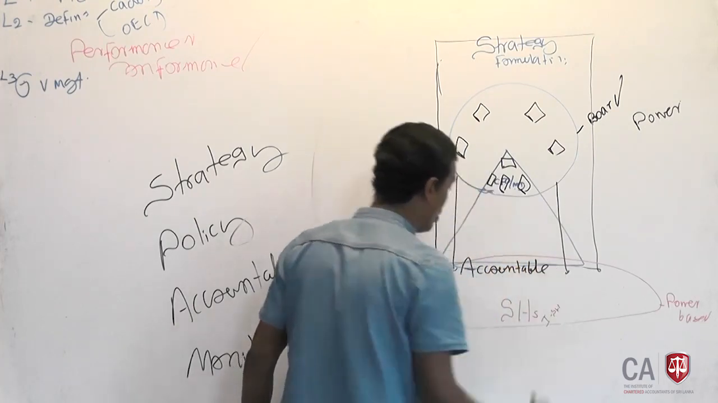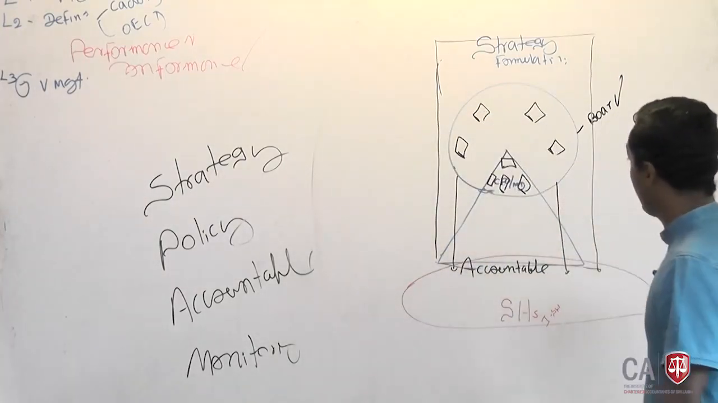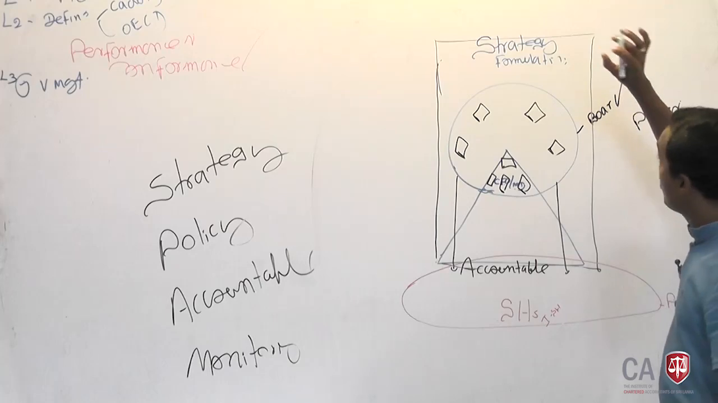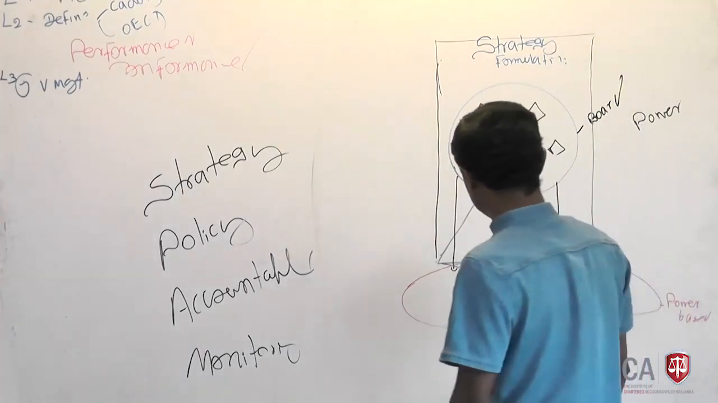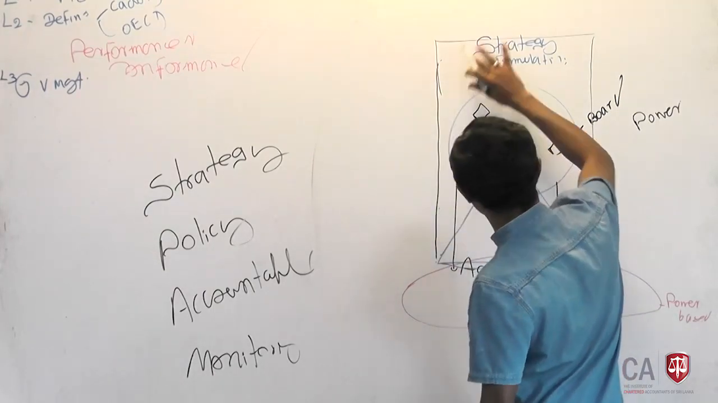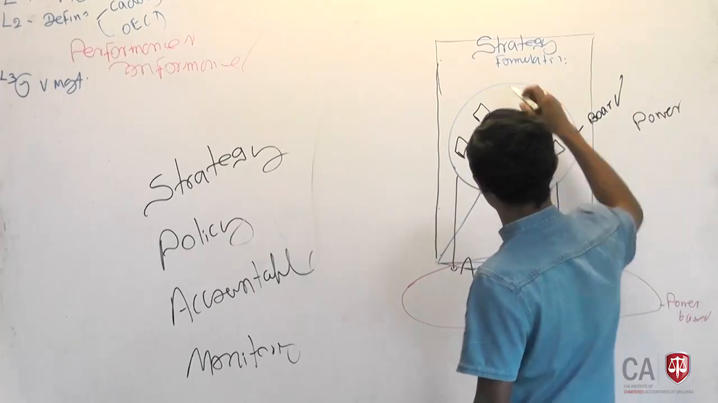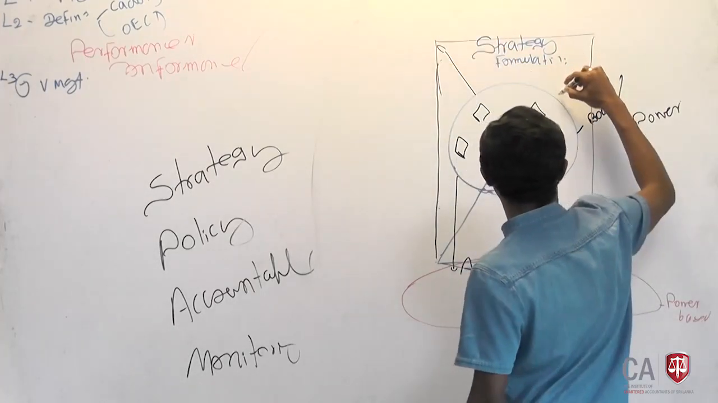Who is accountable? The board, right? Accountability is a very important role of the board of directors. When I am explaining the session on board of directors, the same information will be useful for you. Again, see this rectangle, this is how the board operates, right? Strategy formulation.